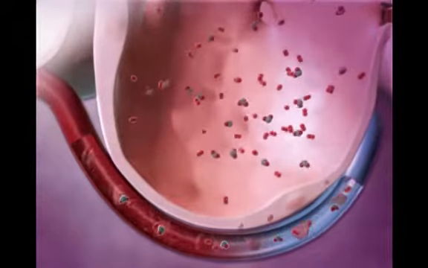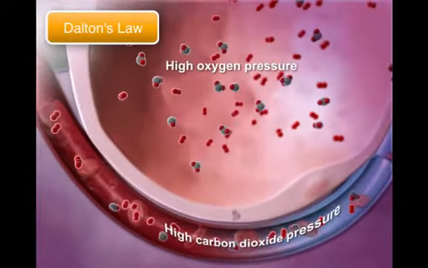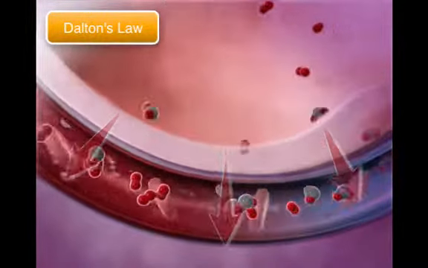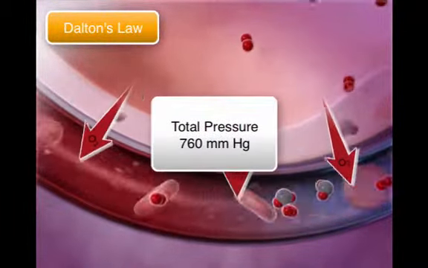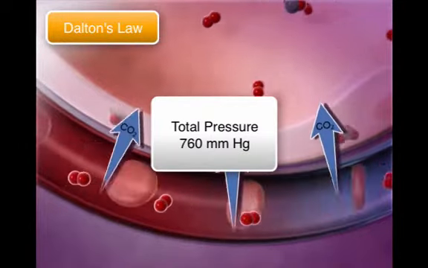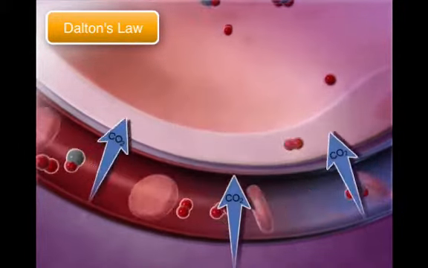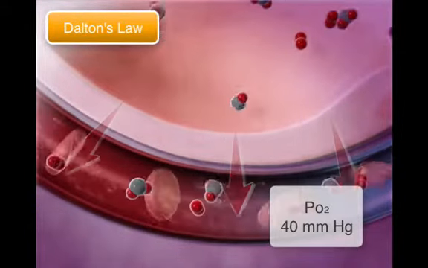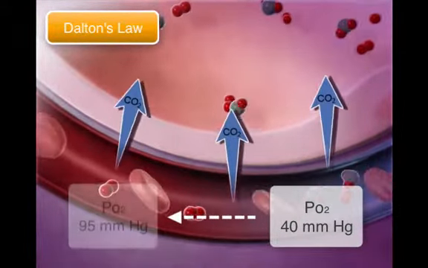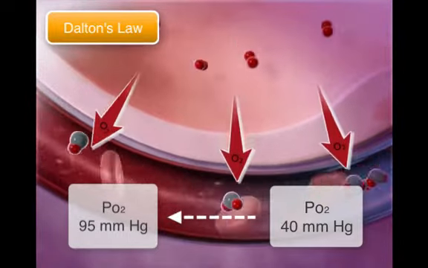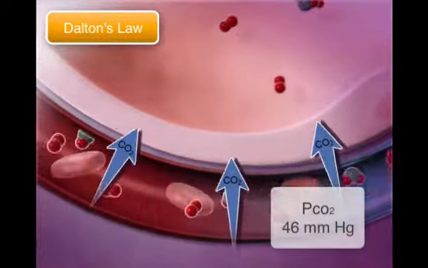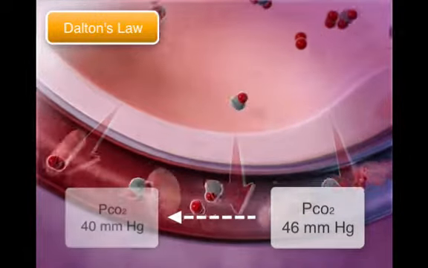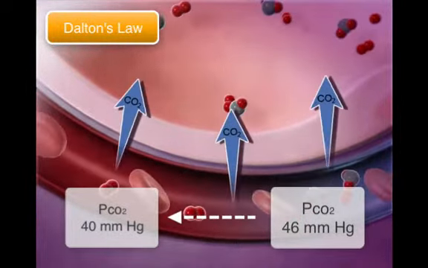of the lungs. Dalton's law explains that the pressure exerted by each gas is independent, the collective pressure of these gases giving the total pressure of 760 millimeters of mercury in the atmosphere. For example, oxygen entering the lungs has a partial pressure of 40 millimeters of mercury, and after exchange a partial pressure of 95 millimeters of mercury, whilst carbon dioxide entering the lungs has a partial pressure of 46 millimeters of mercury, and after exchange a partial pressure of 40 millimeters of mercury when leaving in expiration.